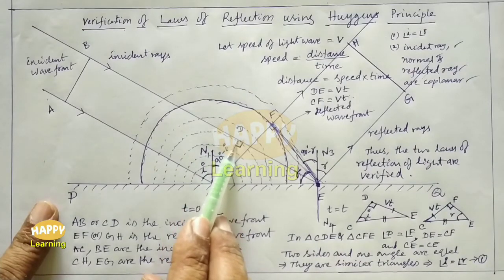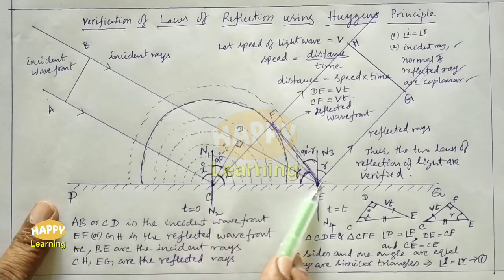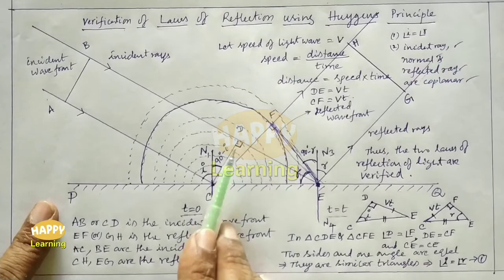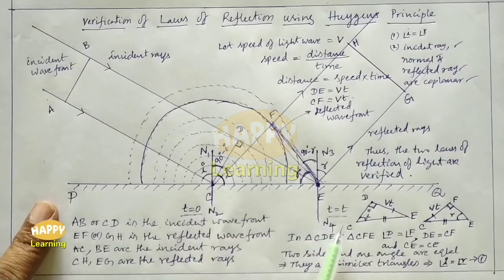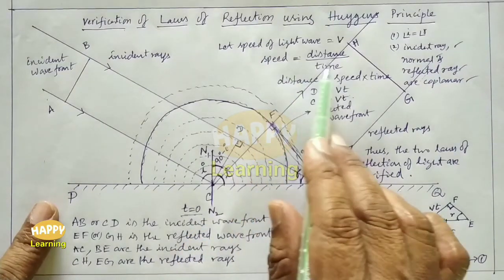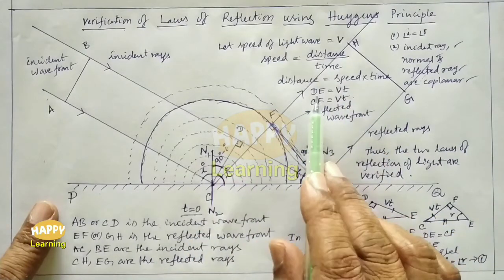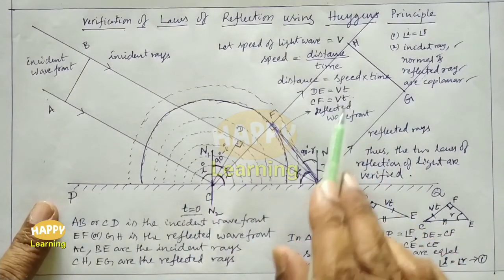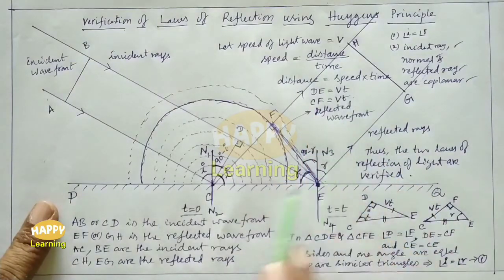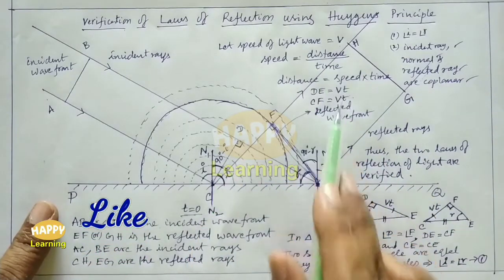Here, for this wave to travel from D to E, time taken is t, because t is taken 0 here and t is taken t here. So time taken from D to E is t. Therefore, from this formula, speed is equal to distance by time, distance is equal to speed into time, DE is equal to velocity into time. So speed is taken as v and time is taken as t, so vt.